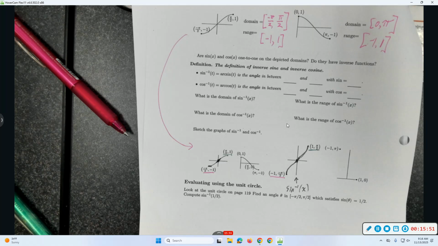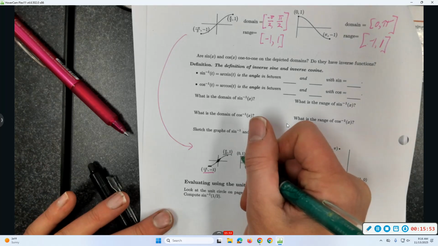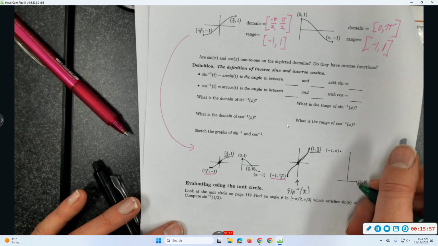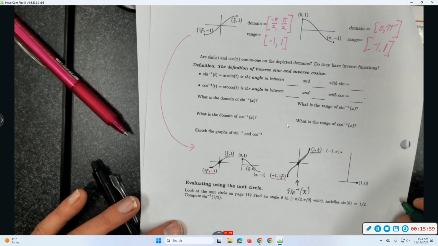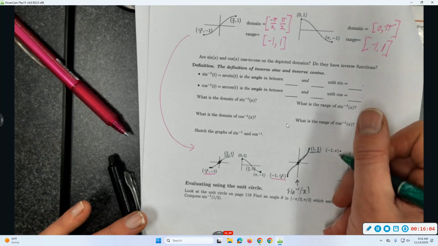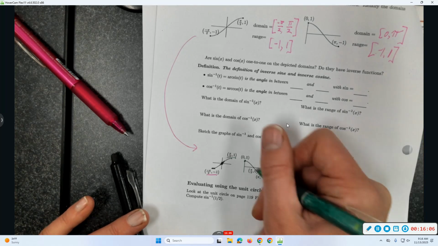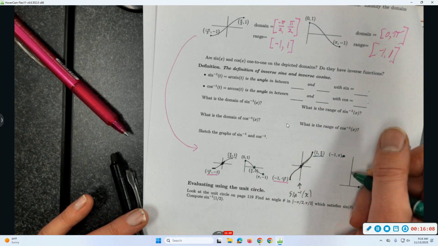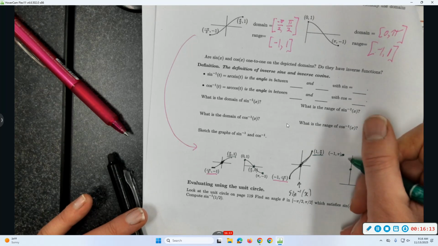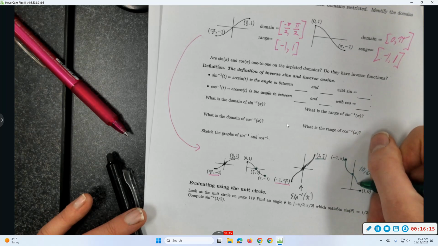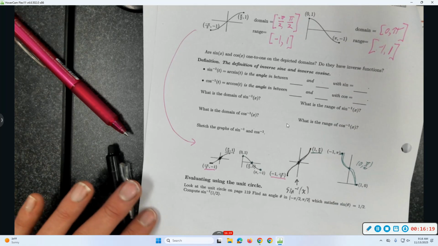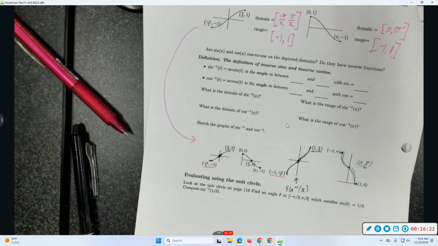Let's do the same thing for cosine. 0, 1 is on the graph of cosine, so 1, 0 should be on the graph of inverse cosine. Pi, negative 1 is on the graph of cosine, so negative 1, pi should be on the graph of inverse cosine. Pi over 2, 0 becomes 0, pi over 2. And then populate between. There's the graph of inverse cosine. Cool. That feel pretty good?